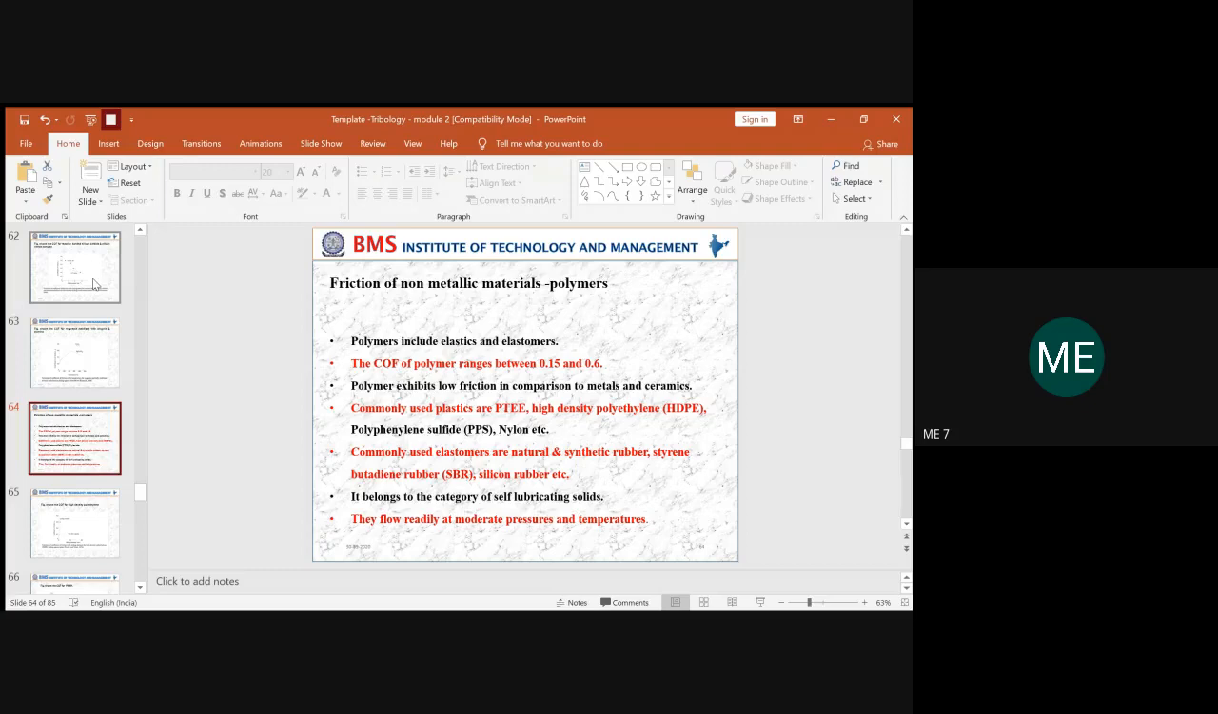And secondly, for any polymer, the coefficient of friction will fall in between 0.15 to 0.6. It cannot go more than 0.6. And the third property of the polymer that you have to understand is that polymer always exhibits low friction compared to metals and ceramics. Basically because it is a very soft material, it is flexible and it is not as hard and strong as our metals and ceramics, and obviously the frictional value will be comparatively lower than that of metals and ceramics.